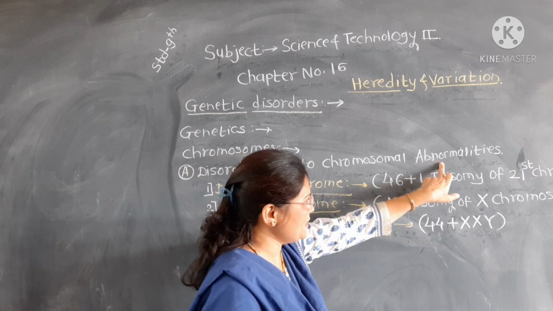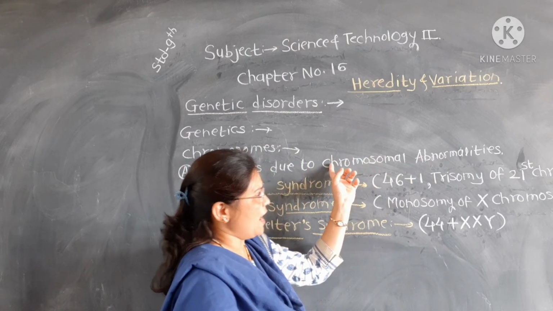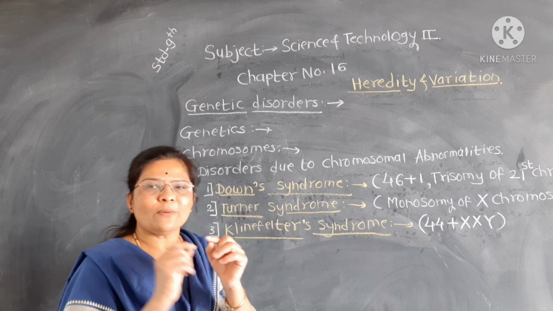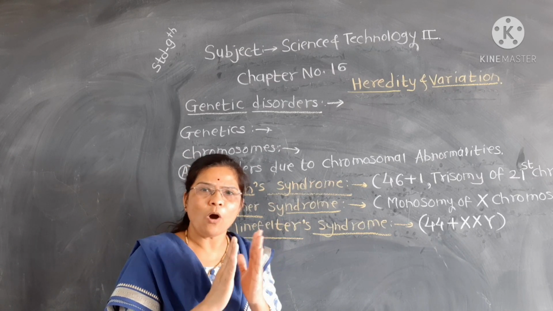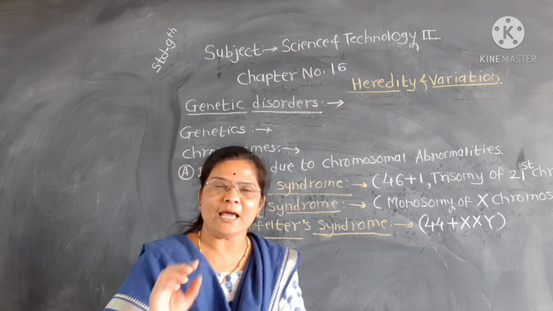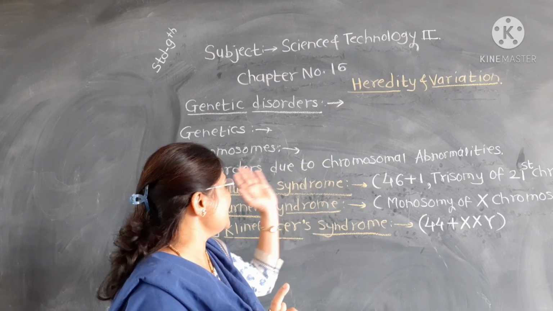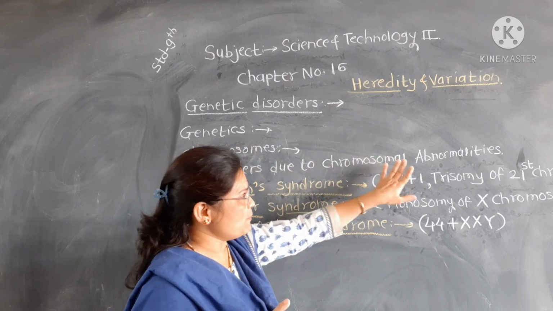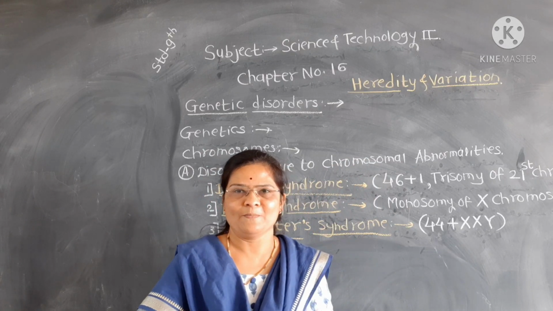These are the genetic disorders because of chromosomal abnormalities. Students, understand that chromosomal abnormalities are when the chromosomal part is decreased, increased or translocated. At that time we can see the abnormalities in chromosomes, and genetic disorders occur due to abnormalities in chromosomes or mutation in genes. Thank you.